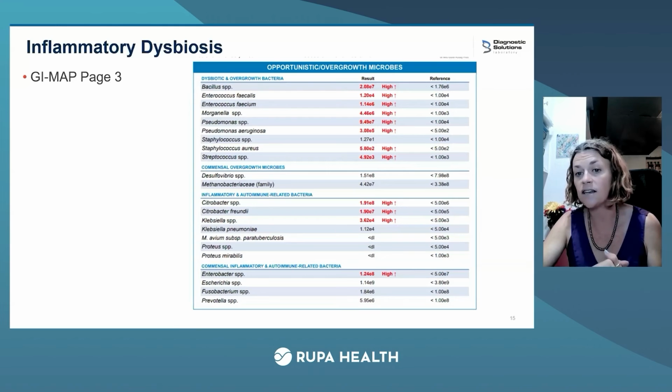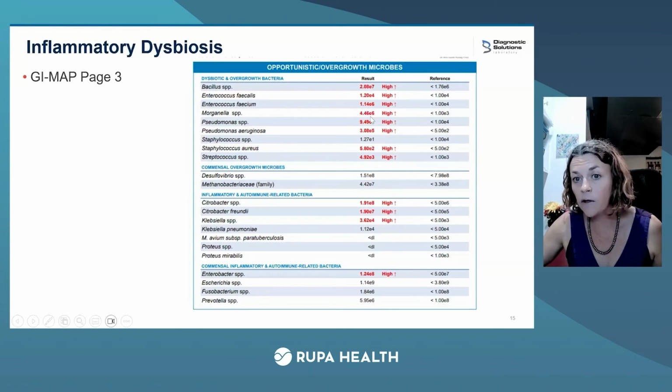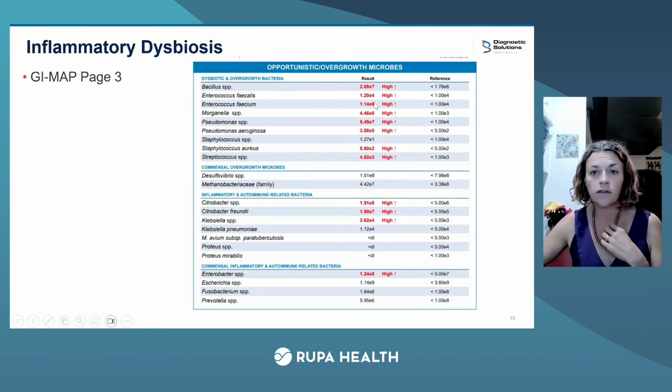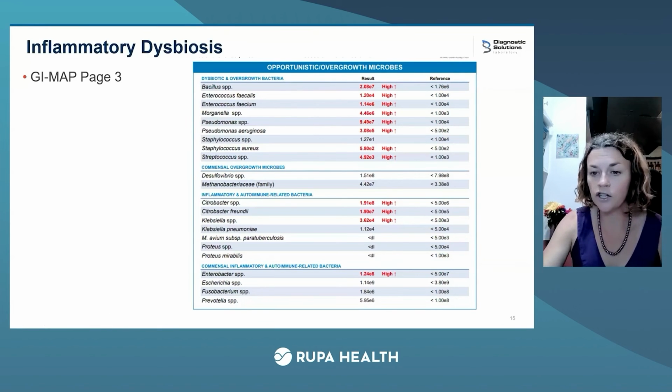And I can't emphasize enough, something like this, you want to be looking at the order of magnitude. You want to be looking at the value to the right of the E and comparing it to the reference range. So you can see we've got 3 orders of magnitude elevated, 2 orders of magnitude elevated for a variety of these organisms. So very important for your interpretation.